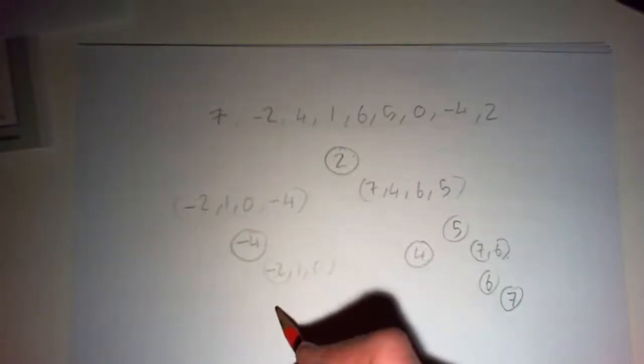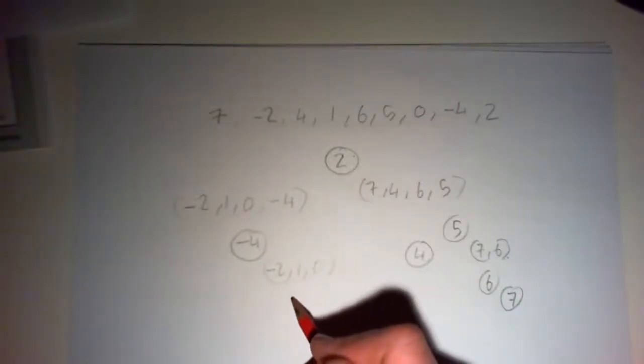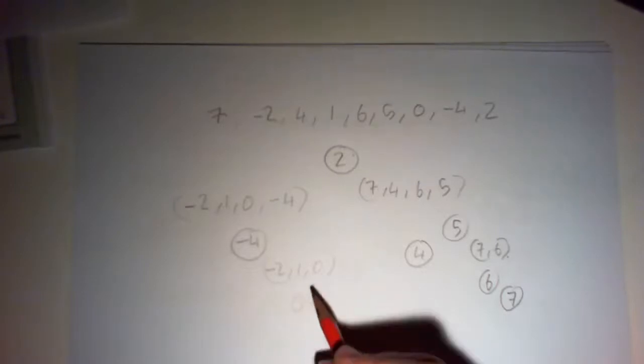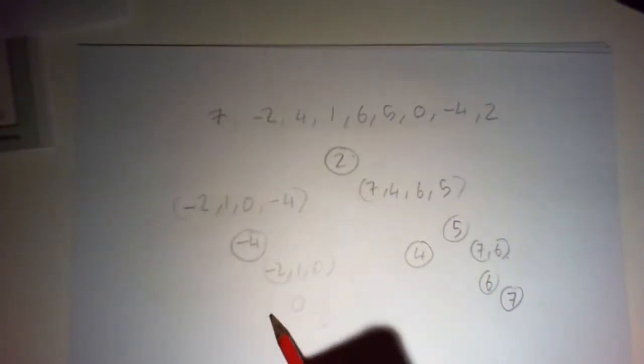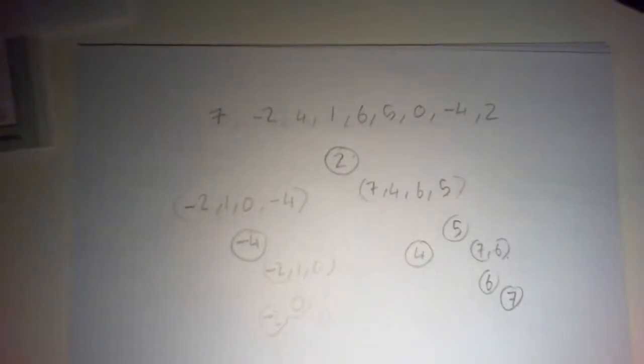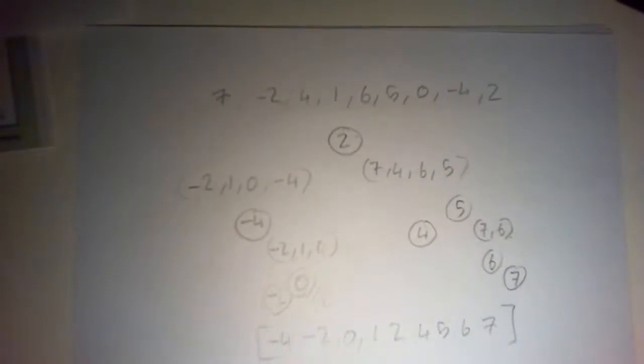Okay, now we're going to pivot around 0. And we've got one bigger, and we've got one smaller. So let's see, do we have everything? -4, -2, 0, 1, 2, 4, 5, 6, and 7. Okay, so that is our beautiful quick sort.